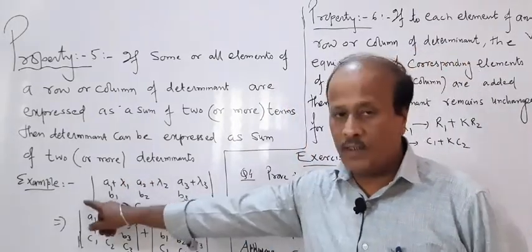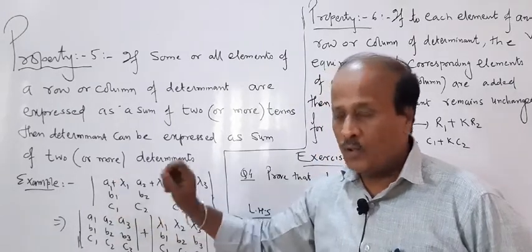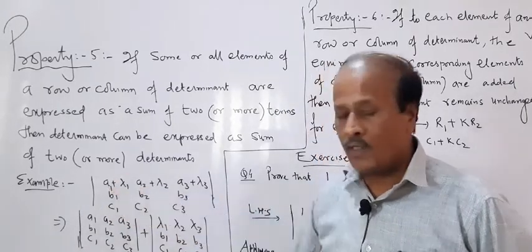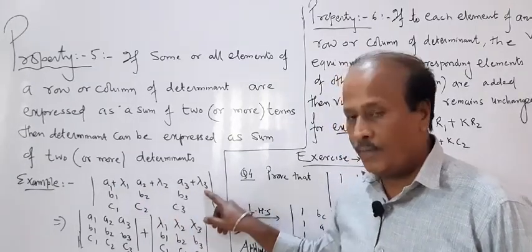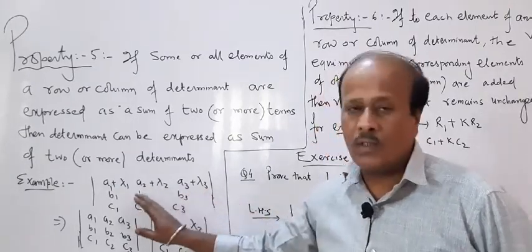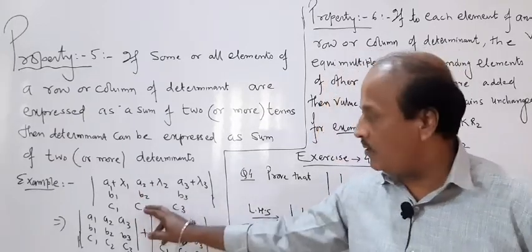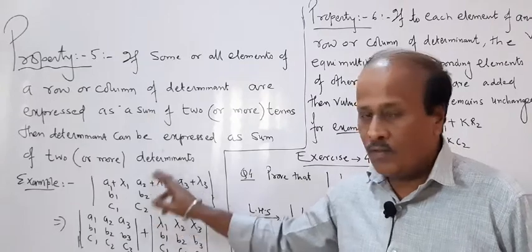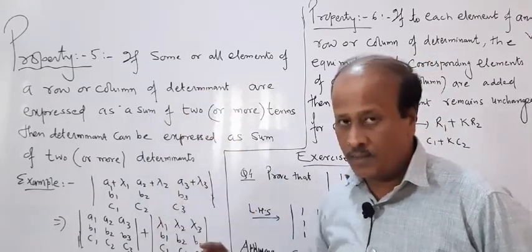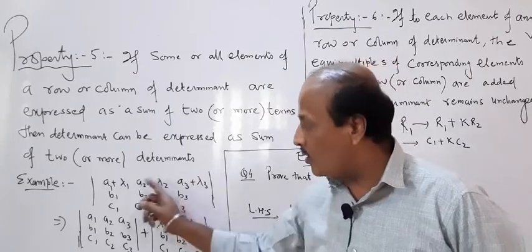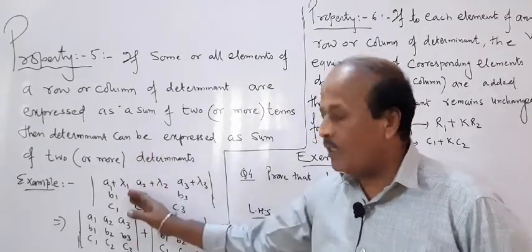There is one determinant in which the first row is in the form of a sum of two elements: a1 plus lambda 1, a2 plus lambda 2, a3 plus lambda 3, and the other two rows are simple ones, b1, b2, b3 and c1, c2, c3. Now, with the help of this property, how can you change it? This step is important. If you try to solve this directly, it will take a lot of time. While expanding also, it will take a lot of time.